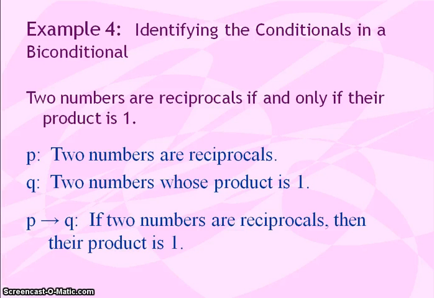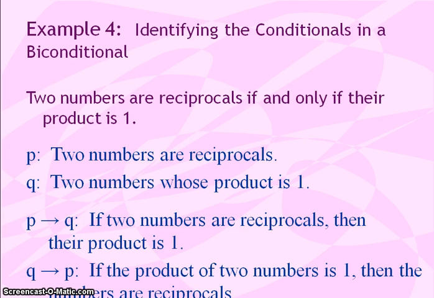So let's try P then Q. If two numbers are reciprocals, then their product is 1. Well, that works. Let's try it the other way. If the product of two numbers is 1, then the numbers are reciprocals, and that is true as well. So we do have the biconditional that we've broken down.